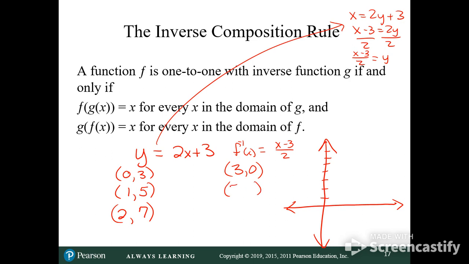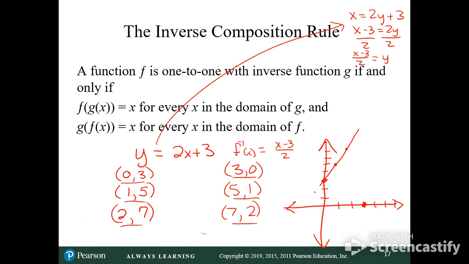What if I put in a 5? What do I get? 5 minus 3 is 2. 2 divided by 2 is 1. What if I put in a 7? Notice the relationship between these. What happened? Just switch around the x and the y. So 3, 0, 0, 3, 1, 5, 2, 7.